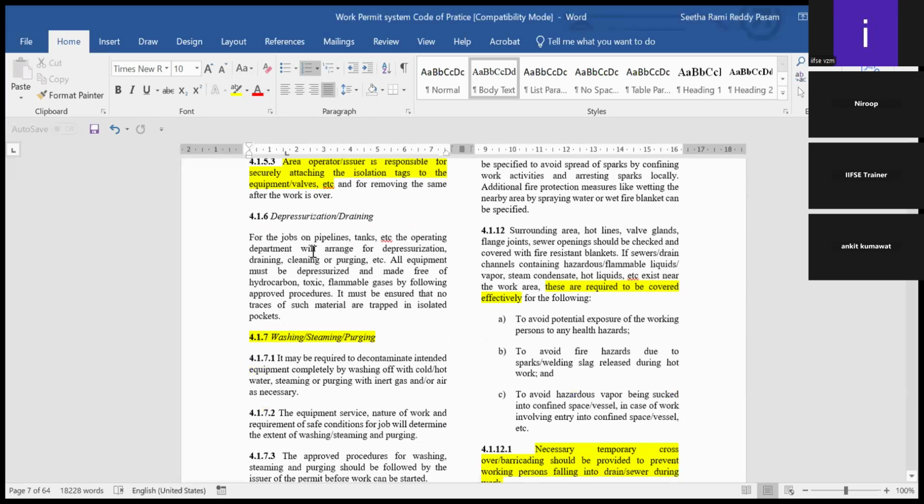Then depressurization. It is nothing but for jobs in pipelines or any tanks, etc. The operating department will arrange depressurizing, draining, cleaning, and also purging. Purging is nothing but purging with water or purging with steam. It is simply applied in the tank or filling. All the equipment must be depressurized and also made free of hydrocarbons, toxins, and flammable gases by following the approved procedures. For these activities also, you should definitely have a procedure for how we can depressurize, or how we can clean these specific equipments, tanks, etc.